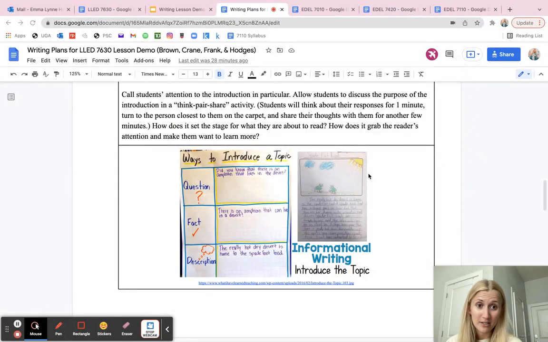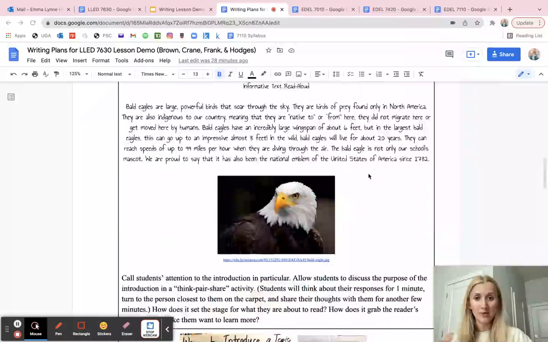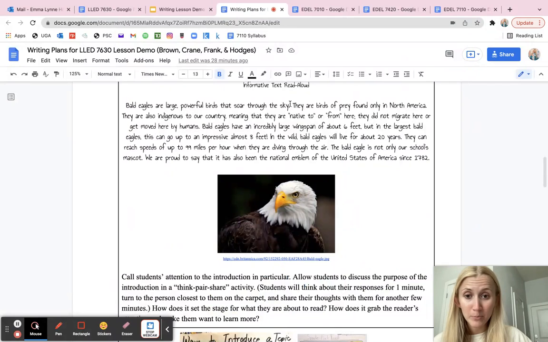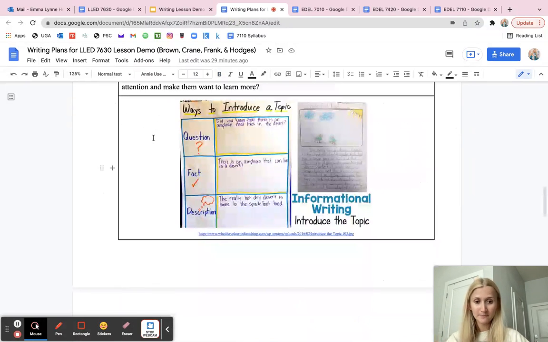You are going to allow students to discuss the purpose of an introduction. So ask them questions like, how does an introduction set the stage for what they're about to read? How does it grab the reader's attention and make them want to learn more? And this is specifically that sentence, "Bald eagles are large, powerful birds that soar through the sky," right? That introductory sentence that's kind of setting the stage for the rest of the writing piece.